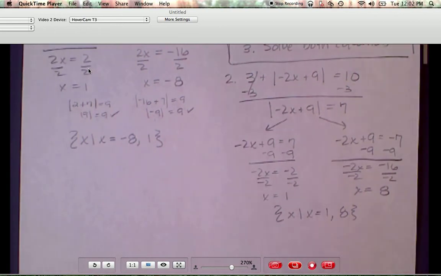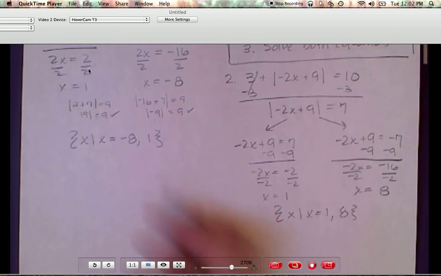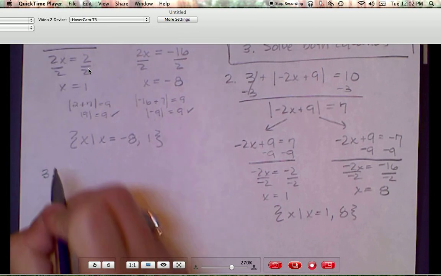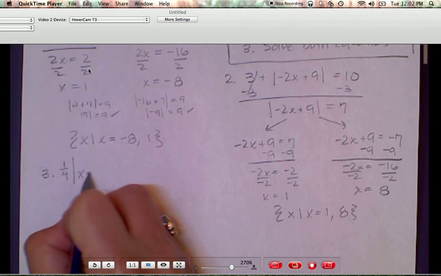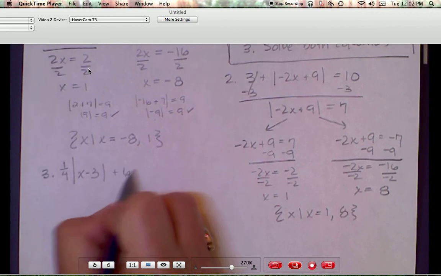Let's try one more. That's a little more challenging, and then I'll give you a chance to try a couple on your own. So number 3, 1/4 of the absolute value of x minus 3 plus 6 equals 8.